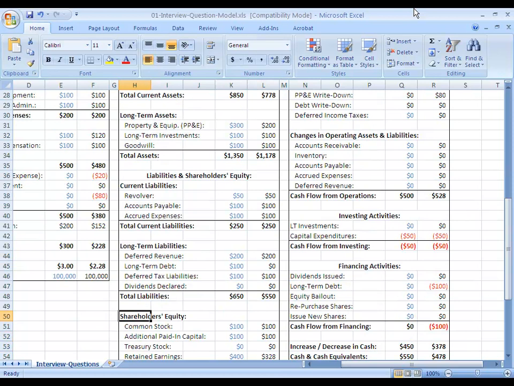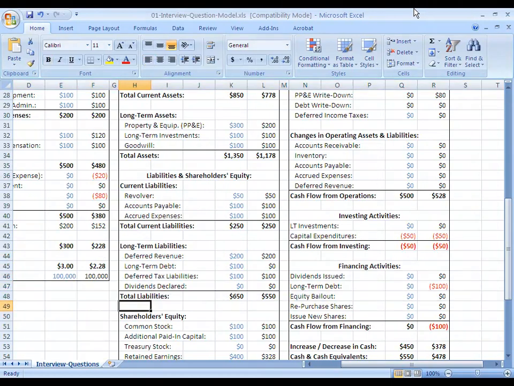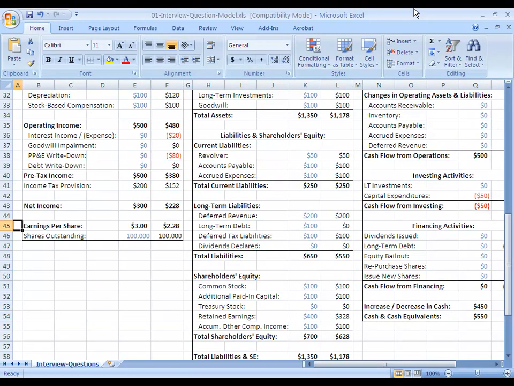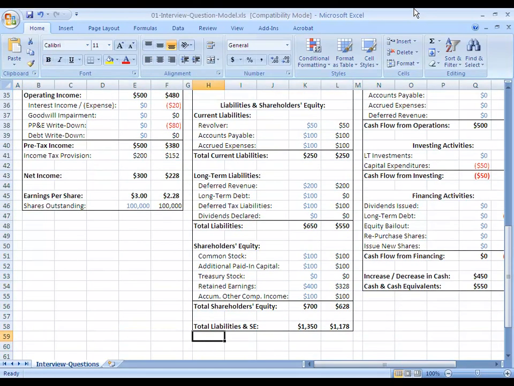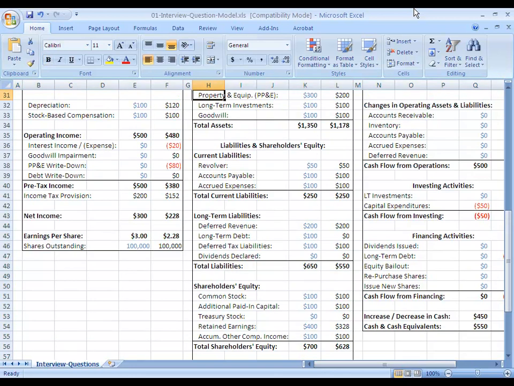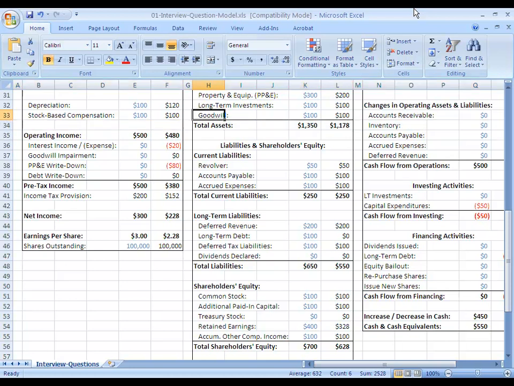On the liabilities and shareholders' equity side, our long-term debt is down by 100. So liabilities is down by 100. And then retained earnings here is down by 72 because, as we saw before, our net income here is falling by 72. So the liabilities and shareholders' equity side on the balance sheet is down by 172. Our asset side was also down by 172. So both sides of the balance sheet balance, and our scenario here is complete.